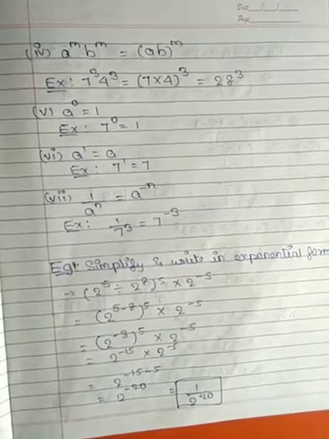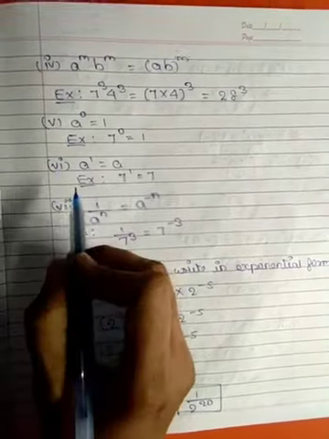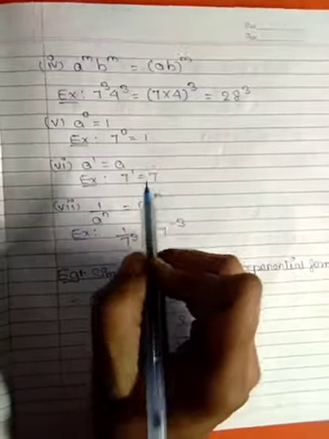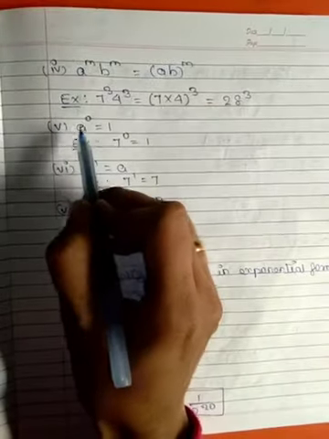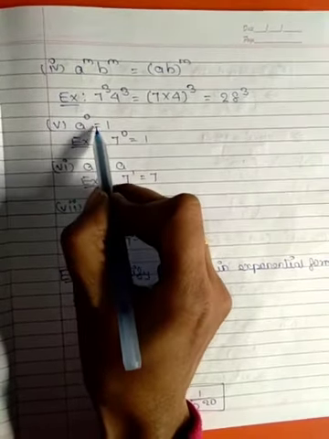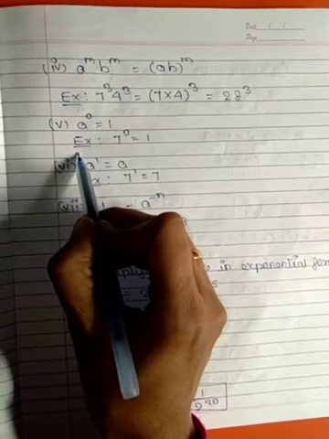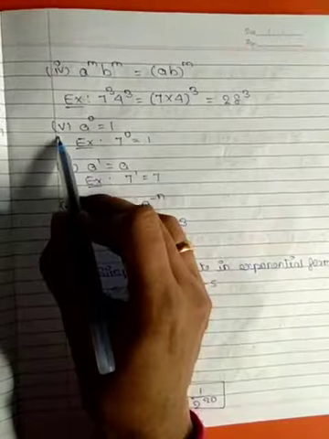Now fifth, a raised to 0. Like in expanded form we have seen 10 raised to 0, where we represented 1 as 10 raised to 0. So this is the law where any base raised to 0 gives the answer 1. Like the example here, 7 raised to 0 is equal to 1. So this is our fifth law.